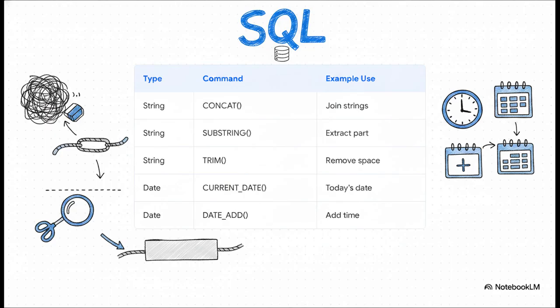Let's be real, user data is pretty much never perfectly clean. So string functions are basically your first line of defense. Things like concat, substring, and trim are absolutely essential for fixing messy inputs. And for managing timelines, date functions are totally non-negotiable. Using current_date or dateAdd lets you instantly perform this sort of time travel math, like finding out exactly what your metrics look like 30 days ago.